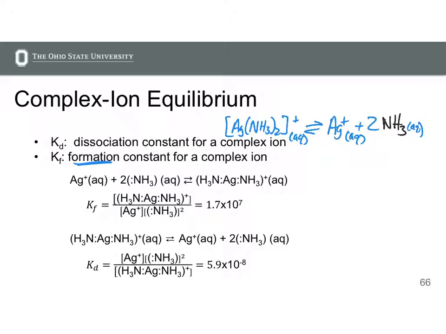Since we've reversed the reaction between K sub D and K sub F, the relationship of the K values is the inverse. So K sub F, the formation constant, is 1.7 times 10 to the 7. K sub D is equal to 1 over K sub F, and that's given here as 5.9 times 10 to the minus 8 for this complex. Your book has a table with various complex ions that can form and their associated Kf or Kd values, maybe both, I can't remember. But it's all tabulated, so you can find those.